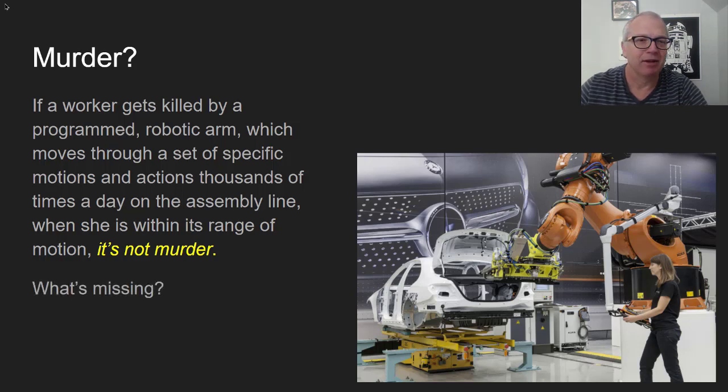What's missing there? Now, in this particular case, it looks like this worker might be operating the robotic arm, so that would make one kind of case. But imagine the thing is just a machine that repetitively does this one action over and over and over again, and somebody happens to step in the way and they get crushed and killed. Okay, that's not murder. It's an accident. Somebody's dead, but it's not murder in the sense that we need.